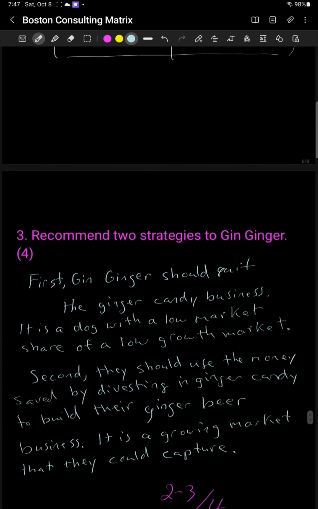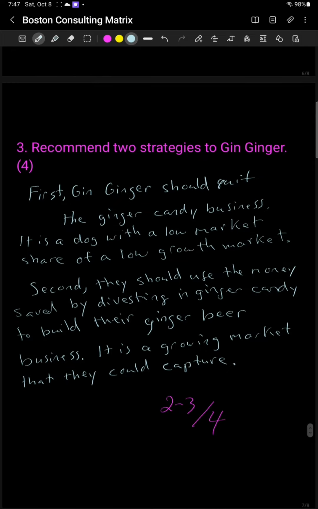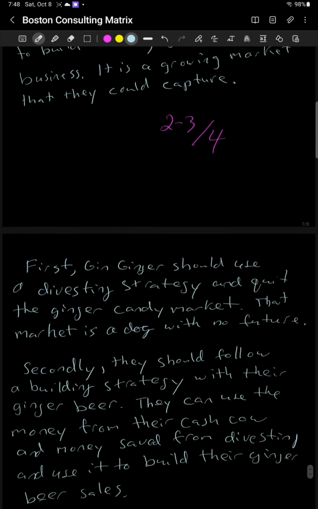Now the next question is a little bit tricky. Well, not really, but take a look. Recommend 2 strategies to Gin Ginger. And I have an answer here, and this answer is roughly a 2 or a 3 out of 4. First, Gin Ginger should quit the ginger candy business. It is a dog with a low market share in a low growth market. Second, they should use the money saved by divesting in ginger candy to build their ginger beer business. It's a growing market that they could capture. This is a 2 or 3 mark answer for this question because it's not quite formal. It's not using the terms correctly.